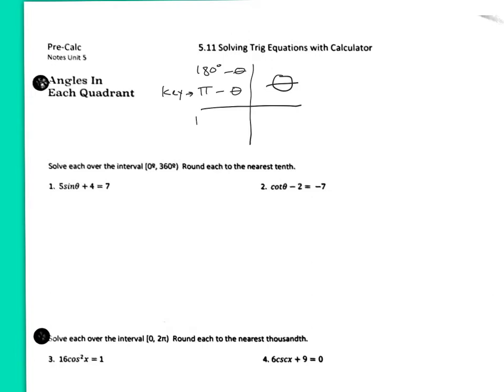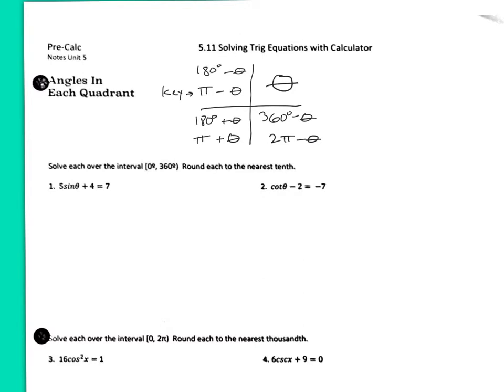In the third quadrant, we have to do 180 degrees plus theta, and of course, in radians, that's pi plus theta. And you have to actually use pi, the 3.14. And then in the fourth quadrant, this is 360 minus theta if you're in degrees, and of course then 2 pi minus theta if you're in radians.